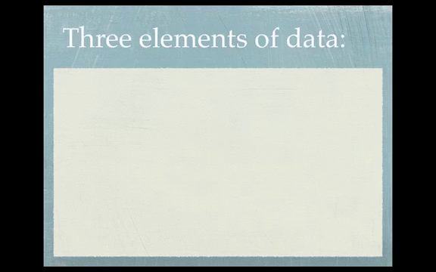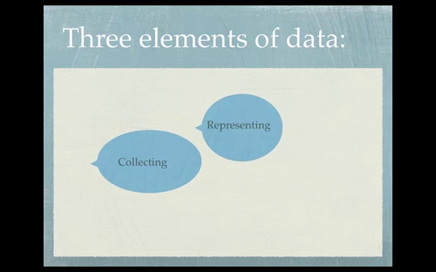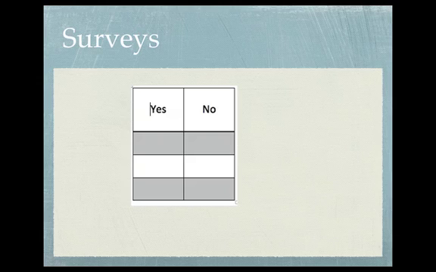There are three elements of data: collecting data, representing data, and interpreting it. And we want to expose children to all three. Surveys are the easiest way to collect data, but of course young children don't go around with clipboards at shopping malls. You can use circle time to collect some data and represent it for the children.